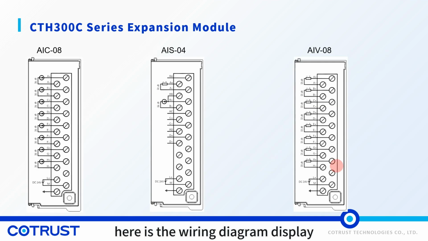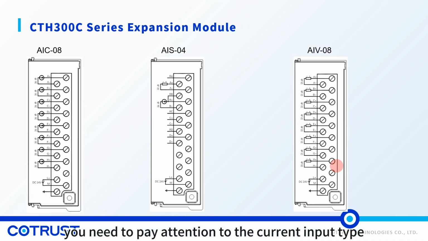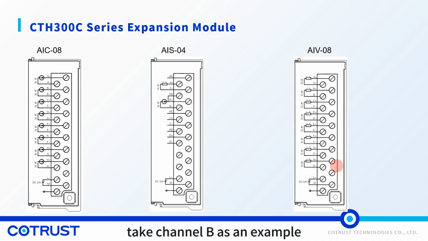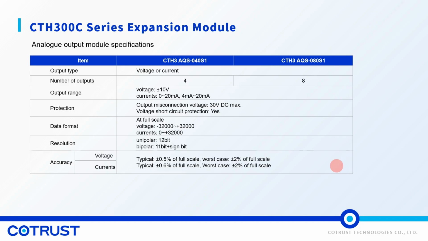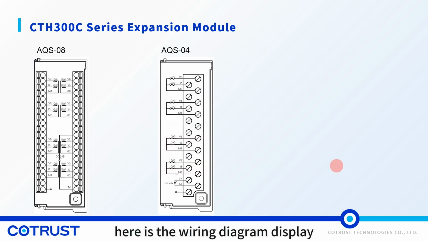Here is the wiring diagram display of the analog input module. You need to pay attention to the current input type. Take channel B as an example, and you need to short RB and B. Here are the technical specifications of the analog output module. Here is the wiring diagram display of the analog output module.